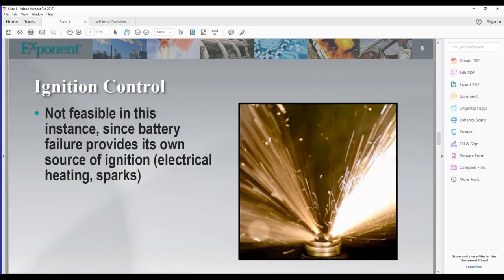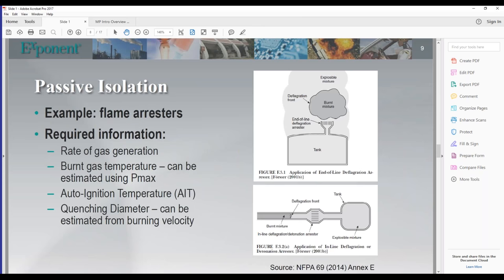Ignition control is something that is included in the standard, but normally, according to NFPA, it's a necessary control, but not sufficient to prevent or mitigate a hazard. In this case, it's not really feasible, because the battery itself is going to produce ignition via the heating and the sparks. Next.